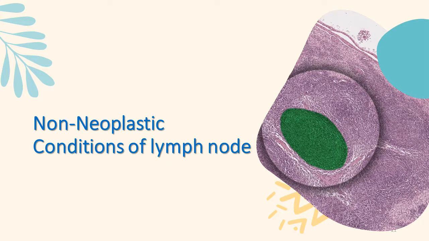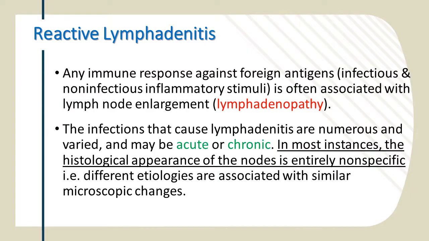We already discussed the primary and secondary lymphoid organs. In the next part of this lecture, non-neoplastic conditions of lymph node will be addressed. Reactive lymphadenitis. Infections and non-microbial inflammatory stimuli often activate immune cells residing in lymph nodes, which act as defensive barriers. Any immune response against foreign antigen, either infectious or non-infectious inflammatory stimuli, is often associated with lymph node enlargement, which is called lymphadenopathy.